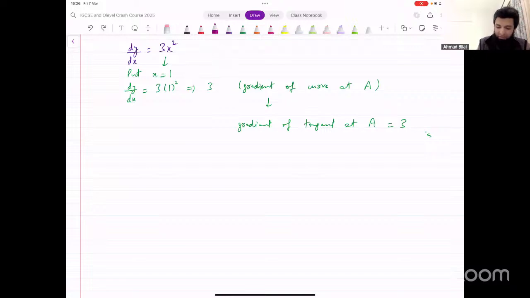So now we can write down the equation of the tangent. Equation of tangent. We have a point on the tangent. The point is 1 and 3. That's one thing that we needed. We have the gradient.